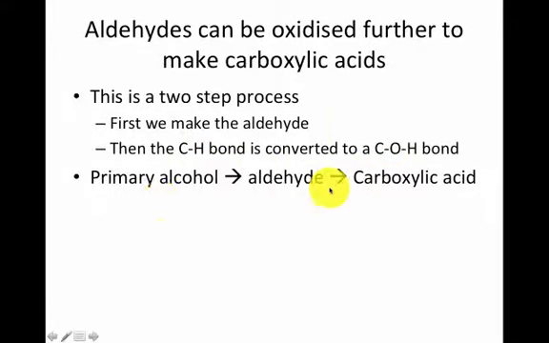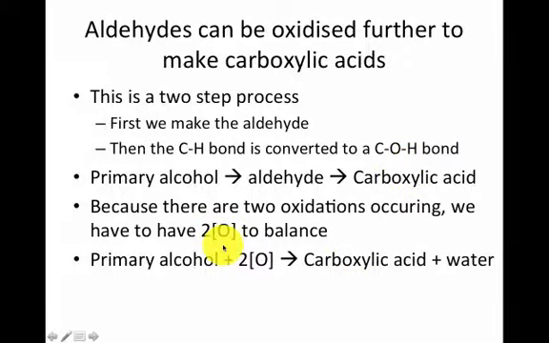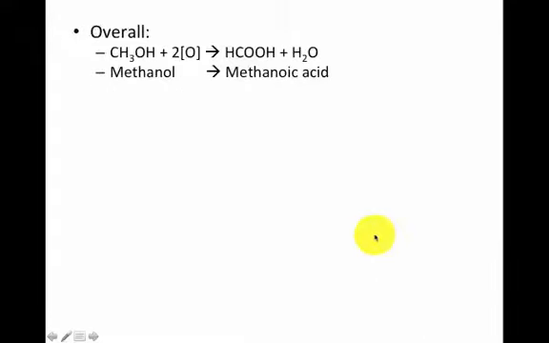So these are the steps. Because there's two oxidations occurring, if we're writing the overall equation from primary alcohol to carboxylic acid, we have to write two O's in the square brackets to balance it all out. So this is the general equation: primary alcohol plus 2[O] goes to carboxylic acid plus water. An example of this, methanol becoming methanoic acid. 2[O] here makes 1 water, and if you look, it all balances out.